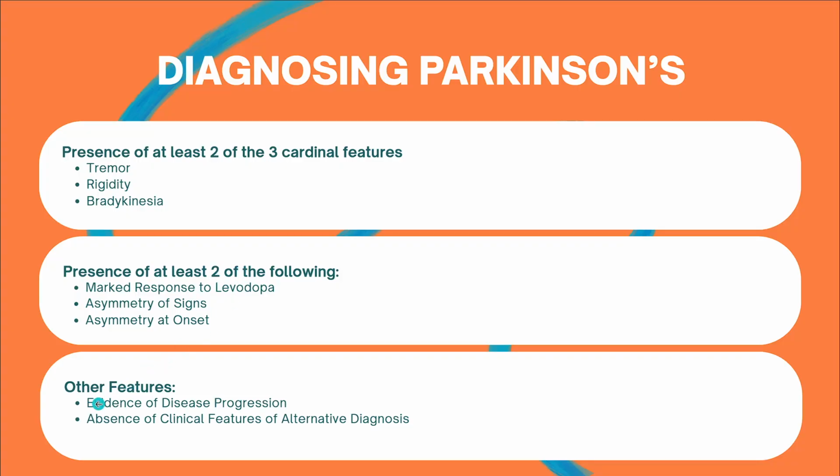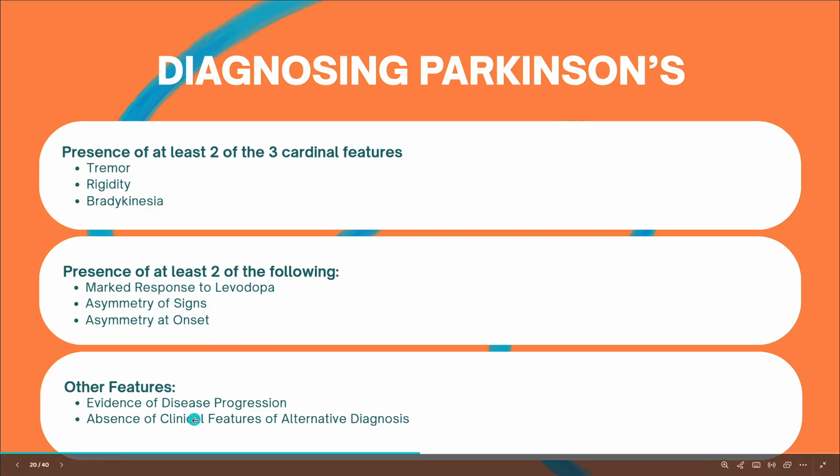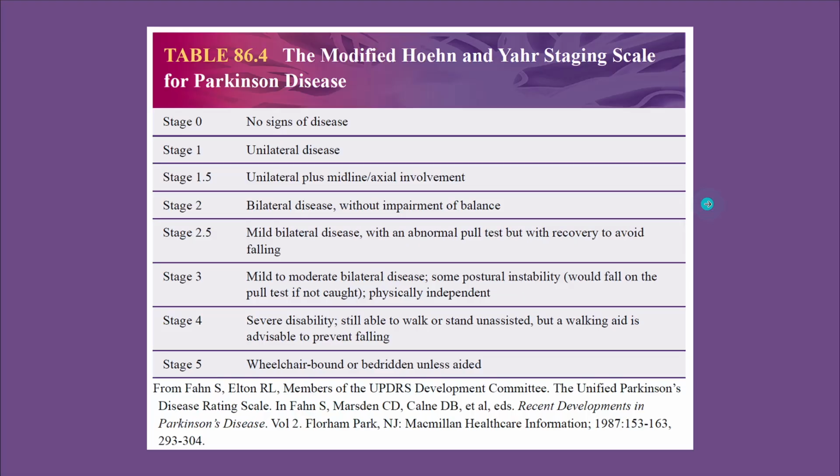And lastly, other features is that there is actually disease progression, meaning the disease got worse over time, or in the history it got worse over time. And also you have to differentiate from other diagnoses. So that's why later on I'm going to be discussing differentials.